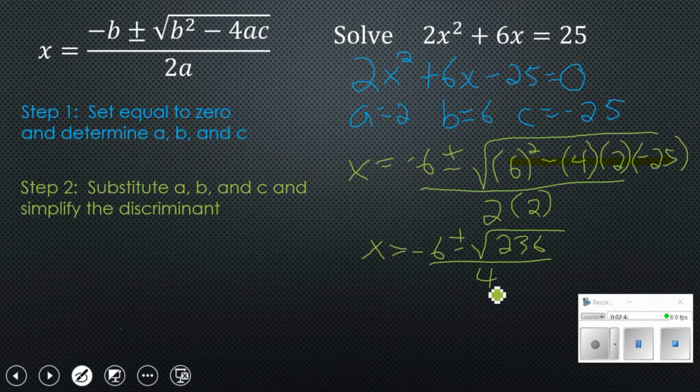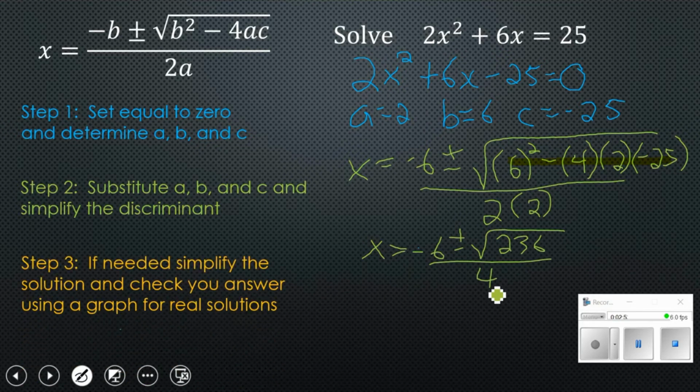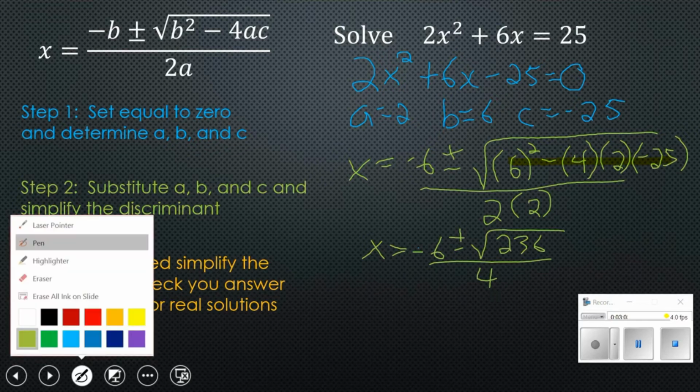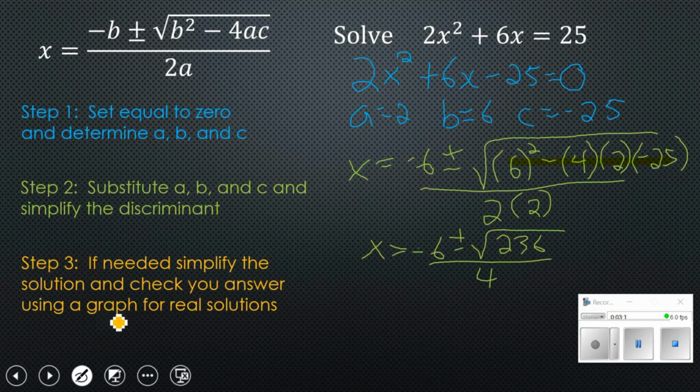Okay, let's go ahead and look at step 3. We've simplified our discriminant down to 236. If needed, simplify the solution and check your answer using a graph for real solutions. So we can only use the graph to check real solutions. So 236, if you look at that, is actually 4 times 59. You can use a factor tree for that, however you want to do that. I've covered that in a previous video. We're just going to show the step here of simplifying this discriminant.